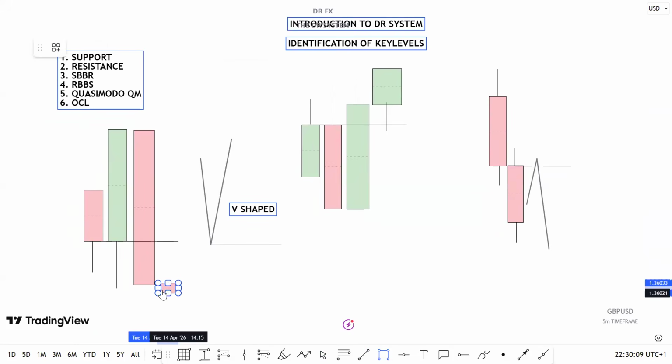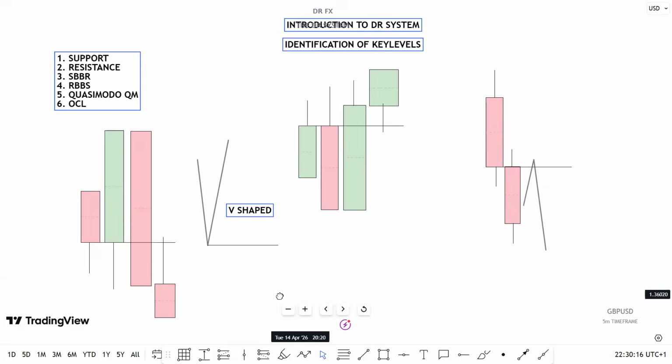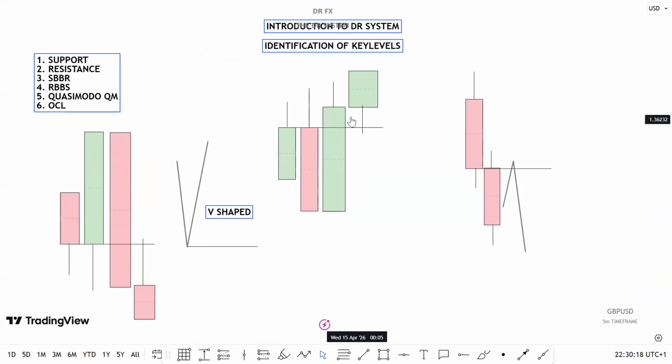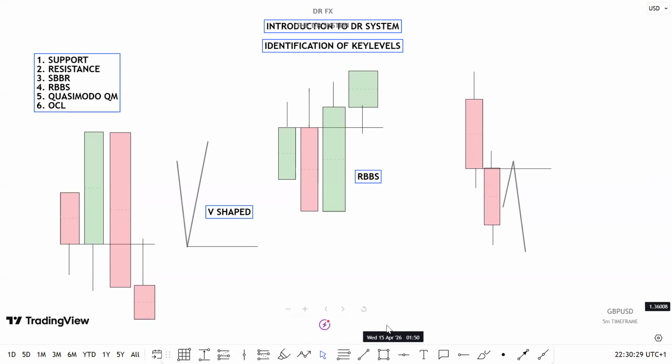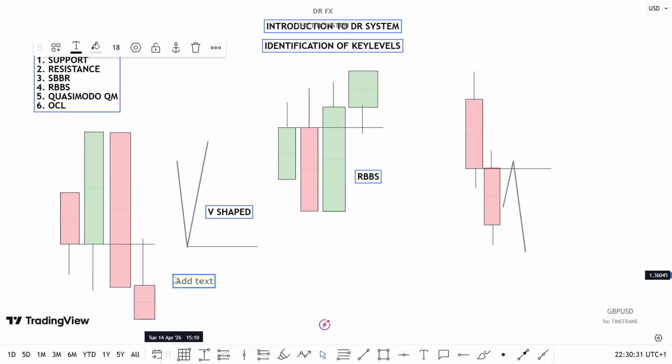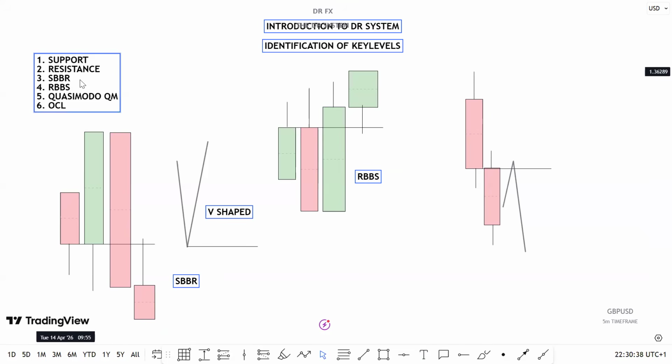They'll be expecting the market to open up, come into this, and then sell off. Then this one is now what? A support break becomes resistance. And this is a resistance break becomes support. Okay. Now, this is number 4, which is RBS, resistance break becomes support, or RBS, whatever they call it. This one is SBR, support break becomes resistance, whatever it is.